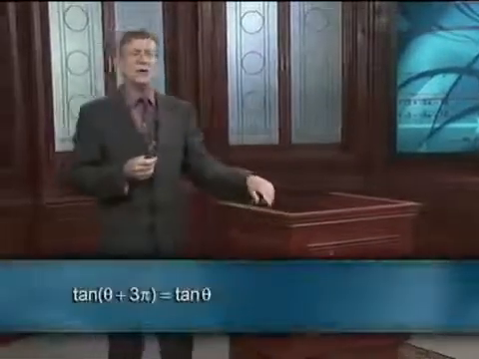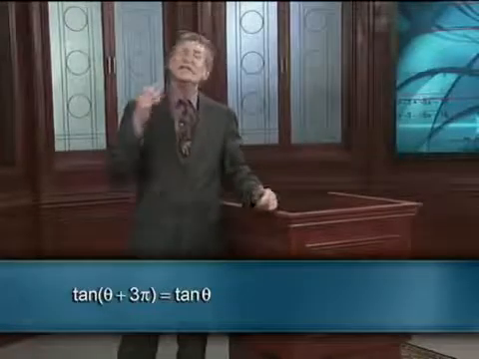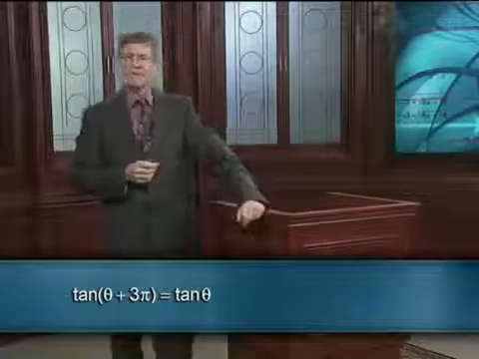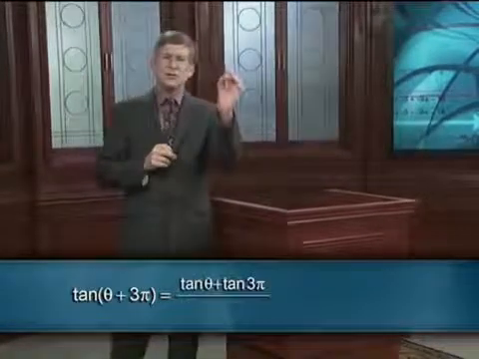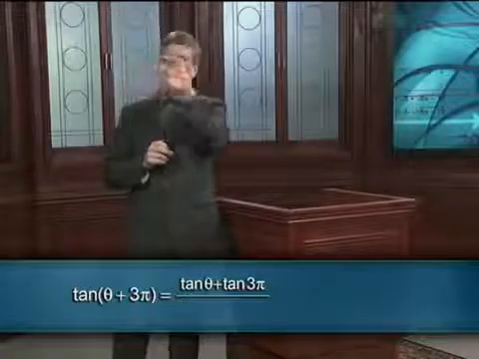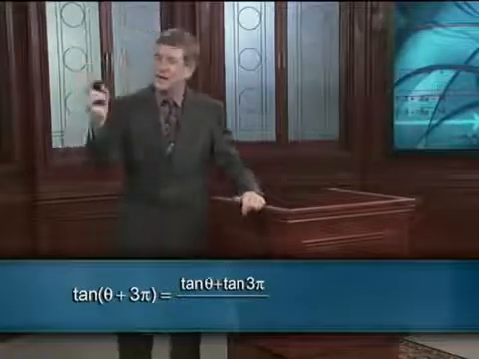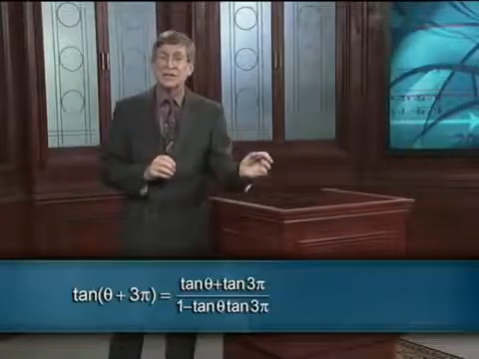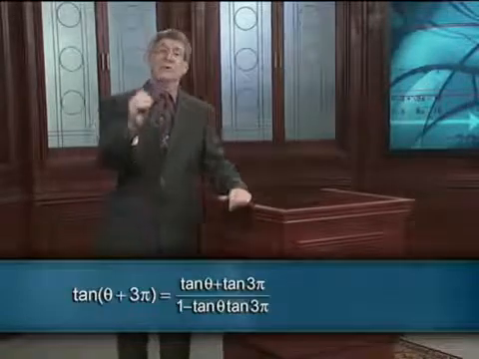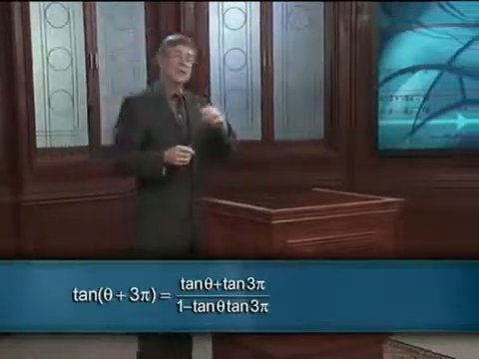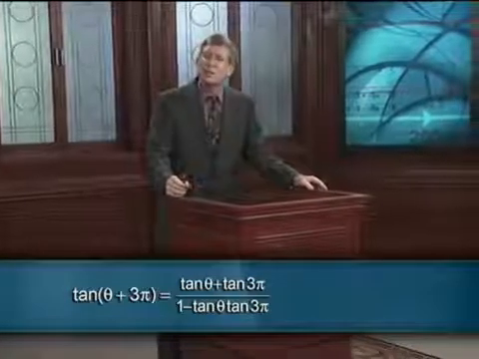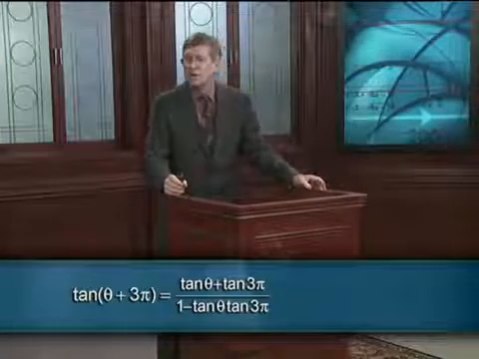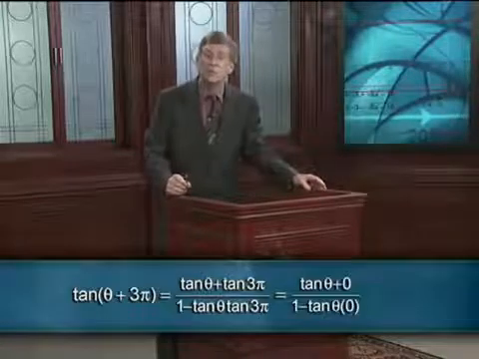Let's show that tangent of theta plus 3 pi is indeed tangent of theta. Let's just show that using the formula. So it's tangent of a sum. Here we go. Tangent of theta plus 3 pi equals tangent of the first plus tangent of the second. That's the numerator. So it's tangent theta plus tangent 3 pi. What about the denominator? Well, now it's 1 minus the product, tangent theta times tangent 3 pi. Well, things simplify, don't they? What's tangent 3 pi? Well, tangent 0, tangent pi, tangent 2 pi, tangent 3 pi, they're all equal to 0.